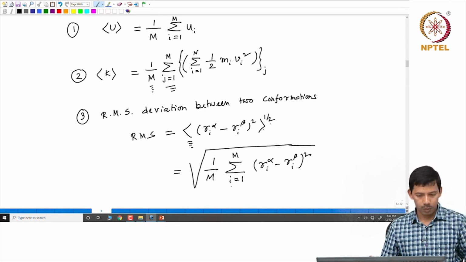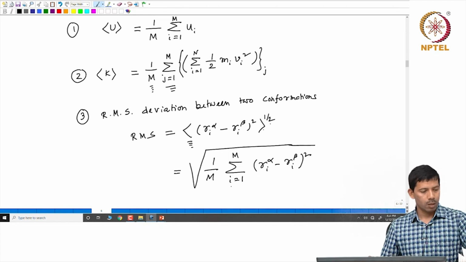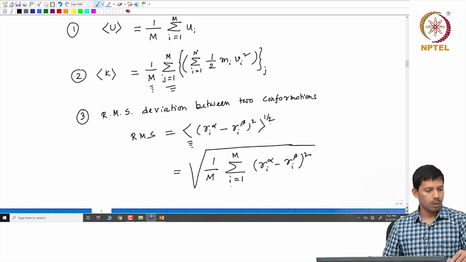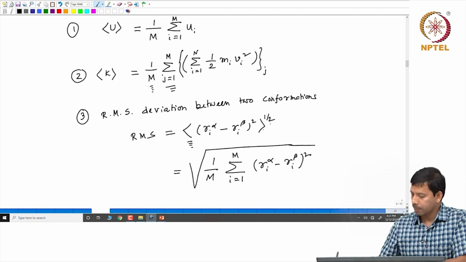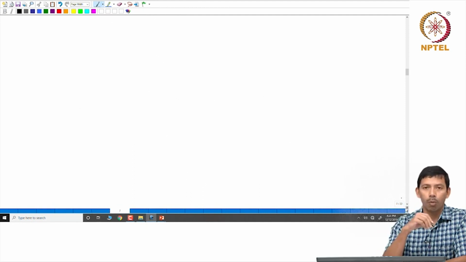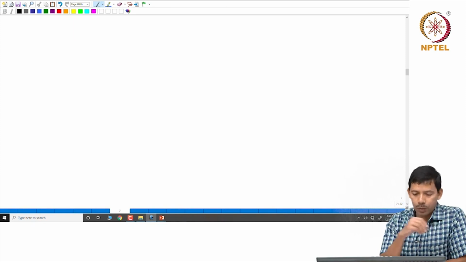Okay, then next, let's take one example, one test case, of how my ensemble average values compare with the experimental data.